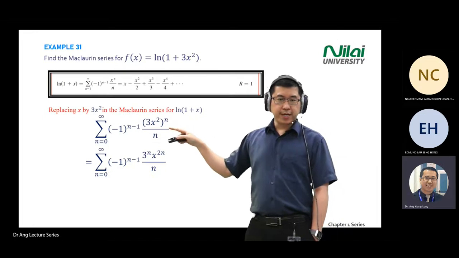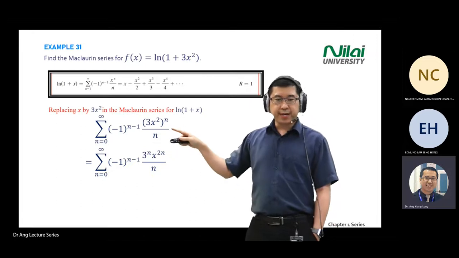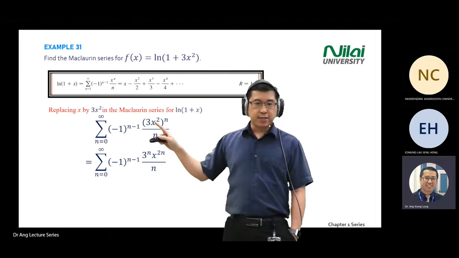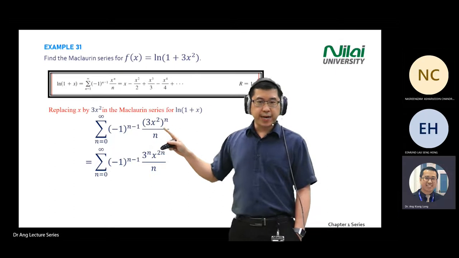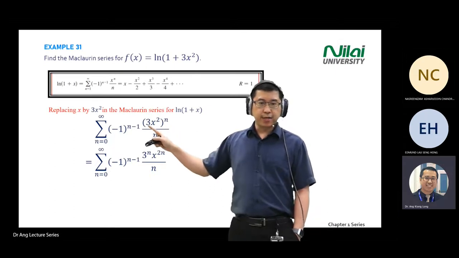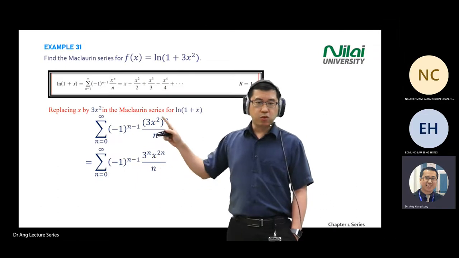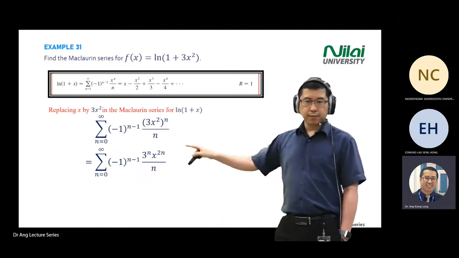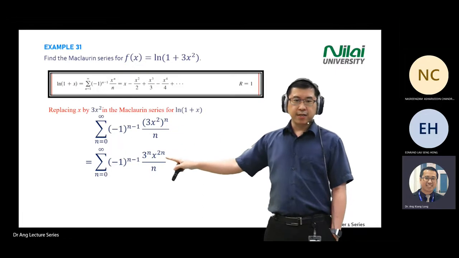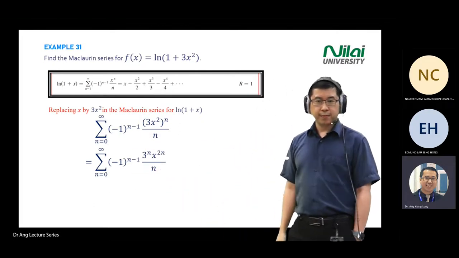When you replace that, the next step is just to rearrange or simplify the equation. 3x power 2 in bracket power n, you can pull out 3 times x power 2, so you can write 3 power n times x power 2n. You can write this one in this form. Very direct. The rest I didn't touch, the rest is still the same.